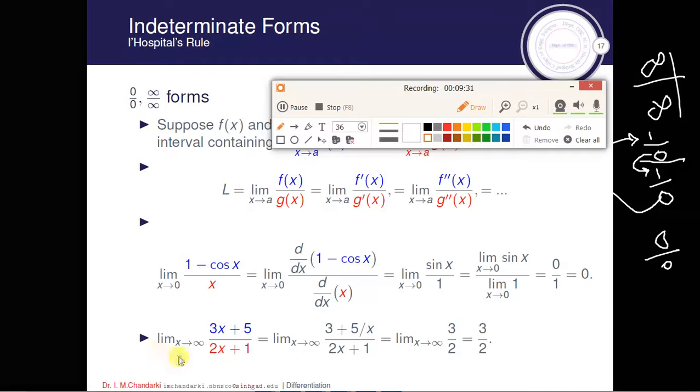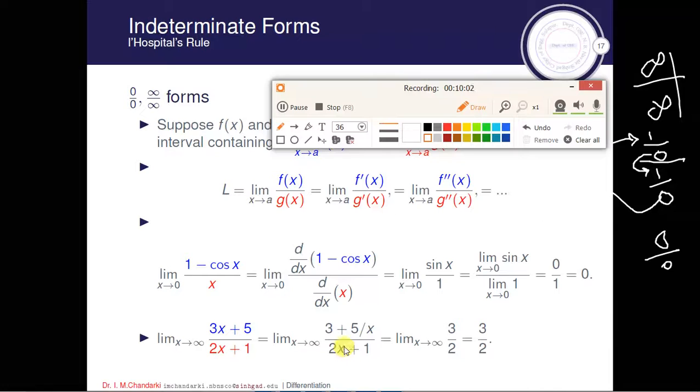So what do we get? Limit x tends to infinity of (3x plus 5) divided by (2x plus 1) is an infinity by infinity form, therefore we can directly apply LHR. If you apply LHR, you need to differentiate. The derivative of 3x plus 5 is 3, and the derivative of 2x plus 1 is 2. If you put x equal to infinity, no x term is there, so that becomes 0. So the answer is 3 by 2 plus 0, which is equal to 3 by 2.